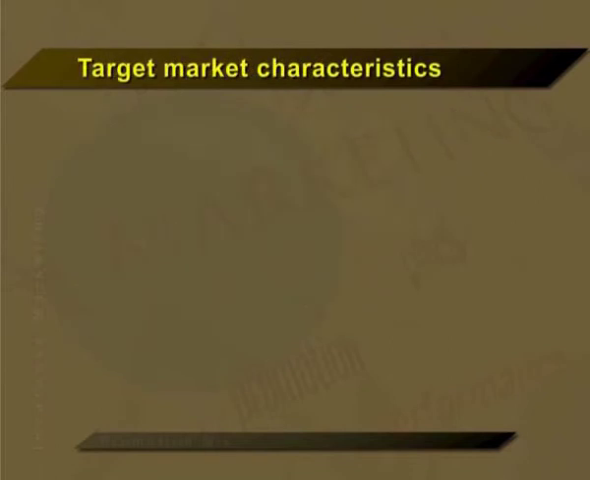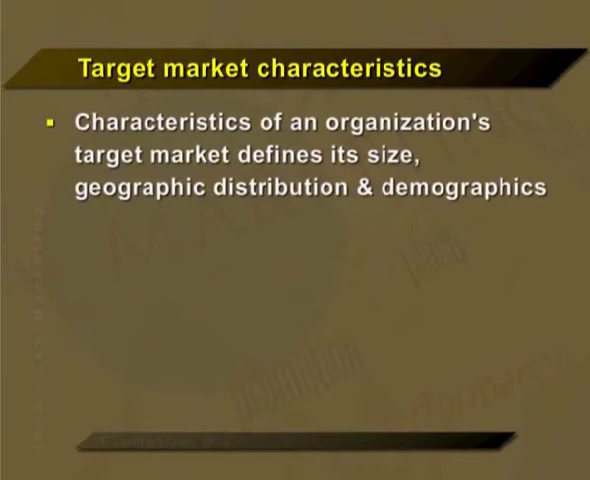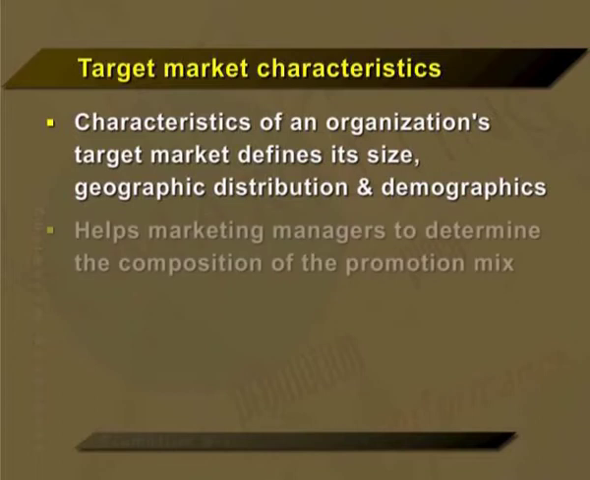The promotional budget of the company depends on the revenue, percentage of sales, availability of funds, competition in the market, etc. The next factor is very important, that is target market characteristics. The characteristics of an organization's target market define its size, geographic distribution and demographics. This helps the marketing manager to determine the composition of the promotion mix. For example, personal selling is an efficient way of communication when the organization's target market is quite small in a rural area. If the target market consists of millions of consumers at national level, in that case, use of television advertising is effective. Promotion methods enable the organization to reach a large number of people at low cost per person.